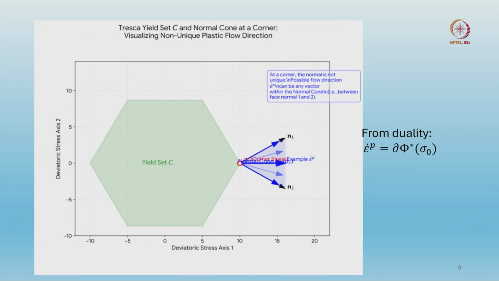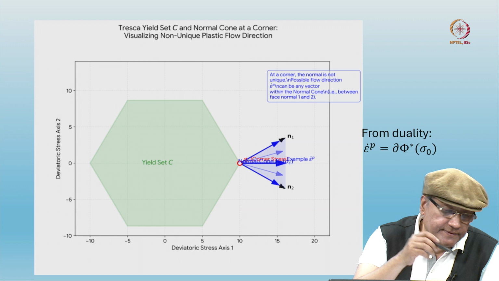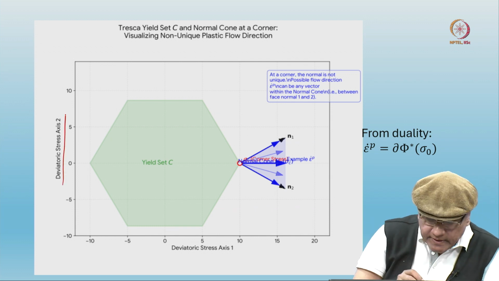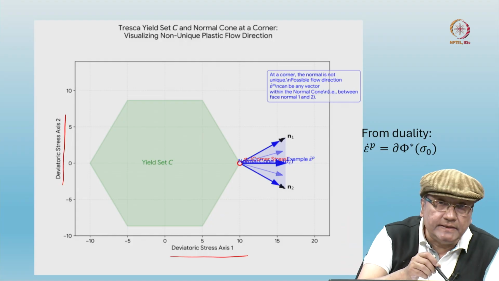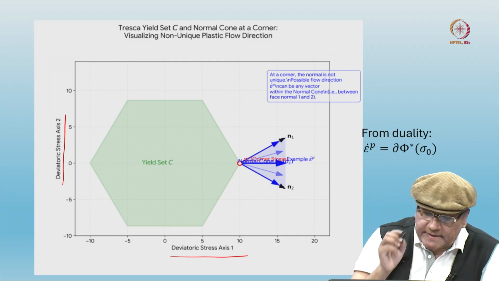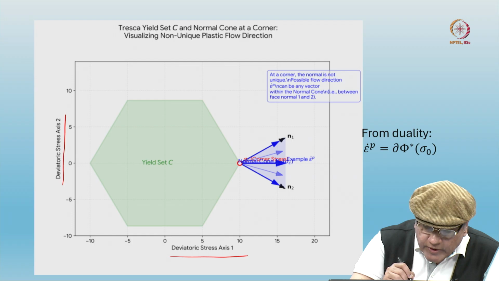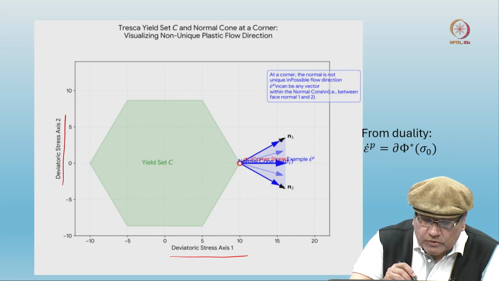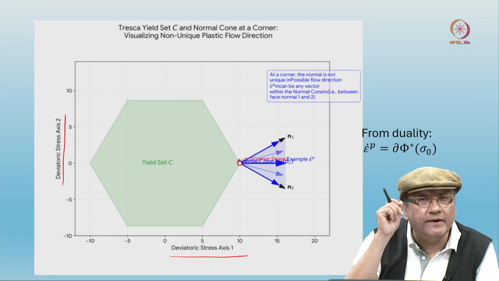So, what actually is happening with the Tresca plasticity? Let us take a look from the convex analytic perspective. So, think of the situation on the 2D plane. This is the deviatoric stress axis 2, this is the deviatoric stress axis 1, and for Tresca plasticity, the yield surface in this particular case becomes a hexagon, a perfect hexagon. This is my yield set C, right. Suppose the stress is somewhere here.